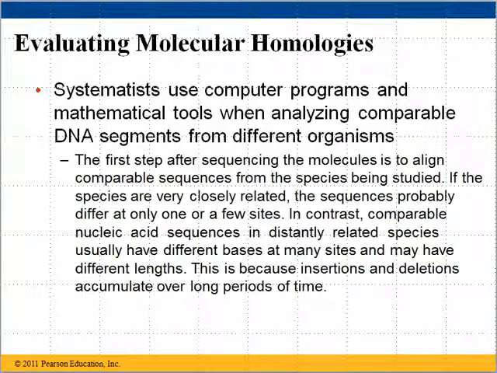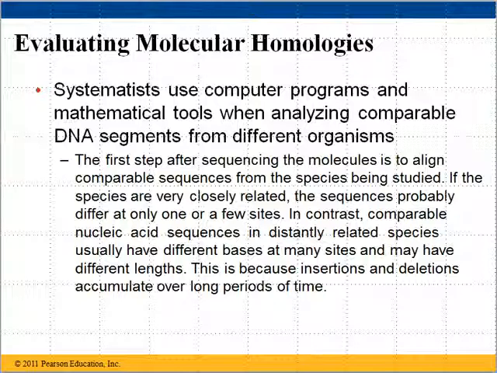Now, if we're going to use molecular data, genetic data, and look at molecular homologies or analogies, it gets quite a bit harder to do. Systematists actually use pretty advanced computer programs and mathematical tools to analyze comparable DNA segments from different organisms to see if they match up, to see if they have likenesses between them. So the first step is to sequence the molecules. After sequencing the DNA and getting it all laid out, you have to try to align it. It's like you're trying to line up this long chain of letters and see if there are portions along the chain that sort of match.